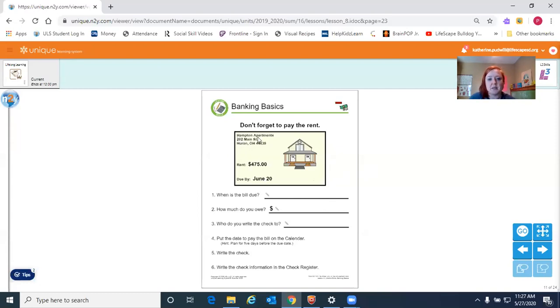This comes from Hampton Apartments. The address is 202 Main Street in Huron, Ohio. That's the city, Huron, and the state is Ohio. The zip code is 44839. I know a lot of us have been practicing saying the name of the city and state we live in. We all live in South Dakota, but what town or city do you live in? Oh, might be tricky. All right, rent is $475 and it is due by June 20th.